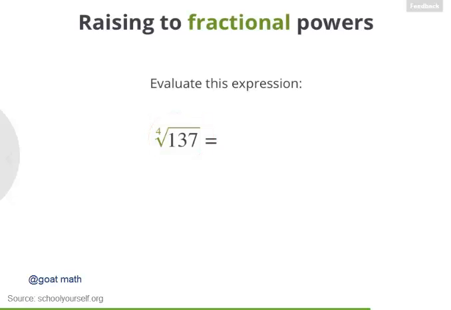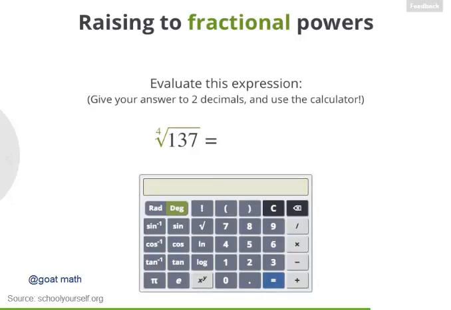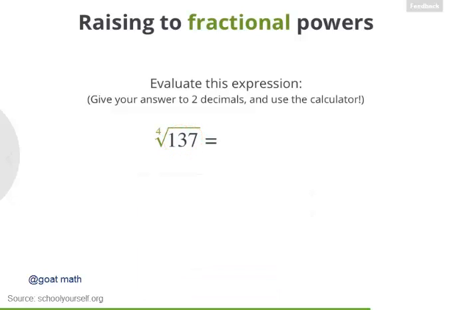The answer here is not a whole number, so you'll want to use the calculator and give your answer to 2 decimal places. But hold on, if you look at the calculator, there's a button for finding square roots, but there's no button for finding 4th roots. So what can you do? Maybe there's a clever way to raise 137 to a certain power to find your answer.